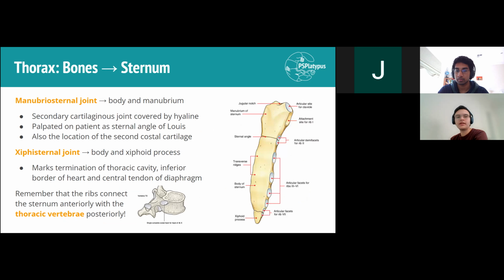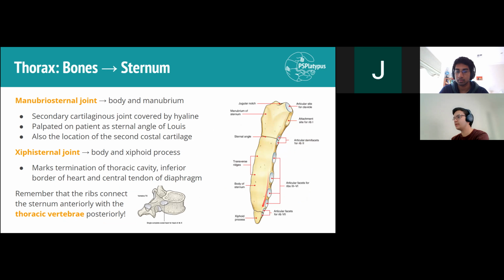Okay. Then we come to the sternum. And again, the sternum is actually probably the easiest bone to understand, because you don't need to remember all of these features that I've shown in this diagram. You don't need to remember transverse ridges. You don't need to remember all the demifacets and stuff. The major thing you want to remember is just the joints that separate each part of the sternum.